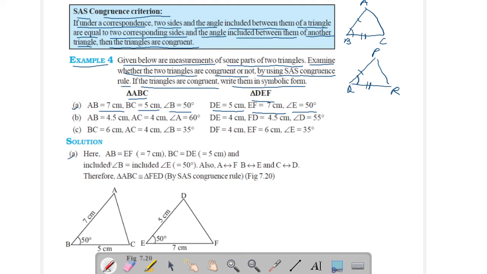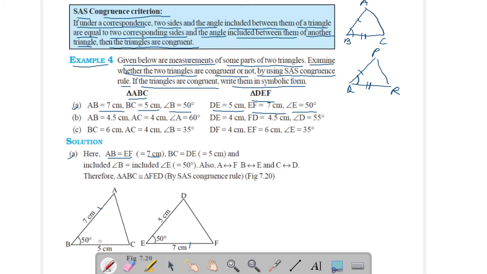Here AB equal to EF. So see triangles ABC and DEF. In this, AB is 7 cm, and here EF is 7 cm. It means AB is equivalent to EF. AB equal to EF. Why? Because these two have the same length, that is 7 cm.